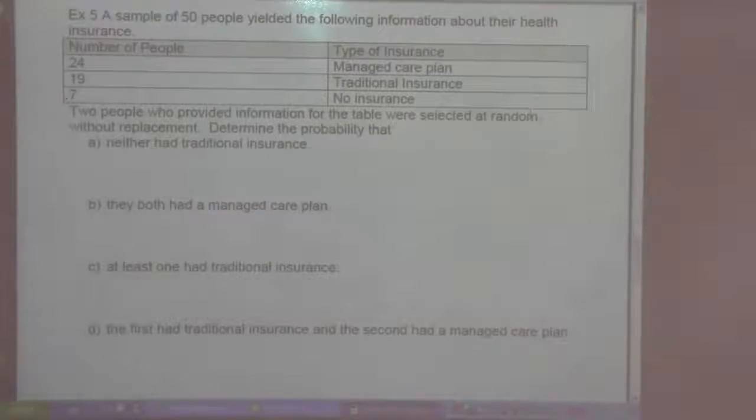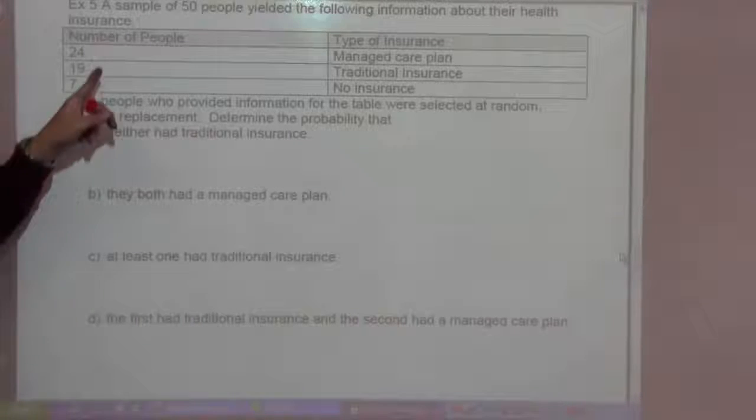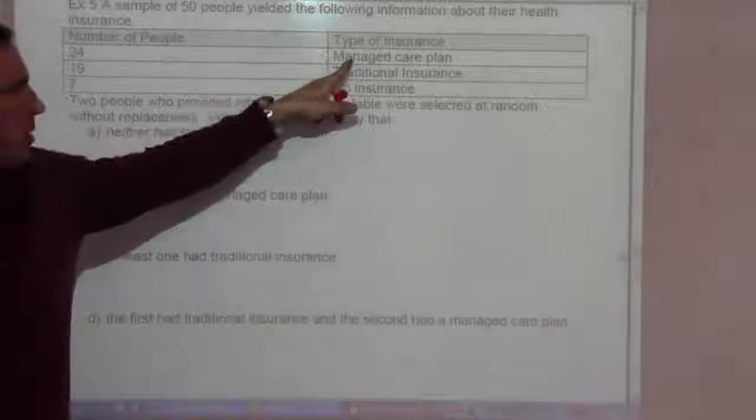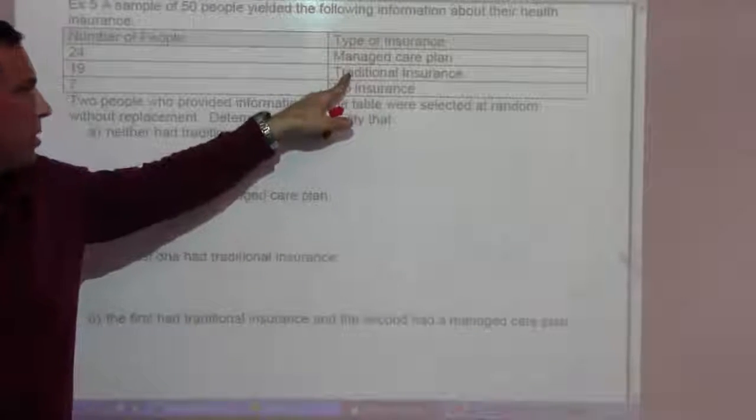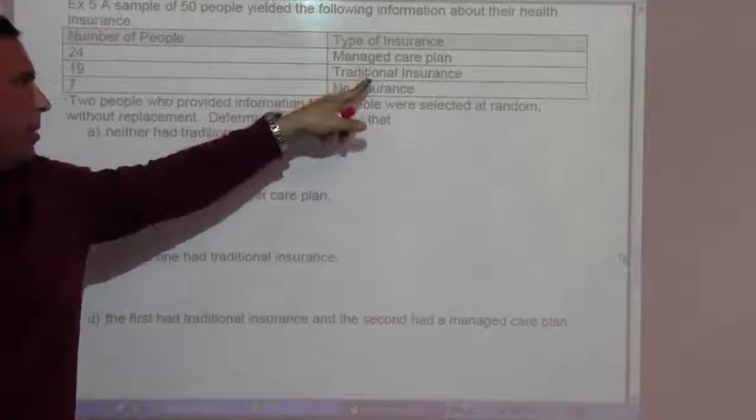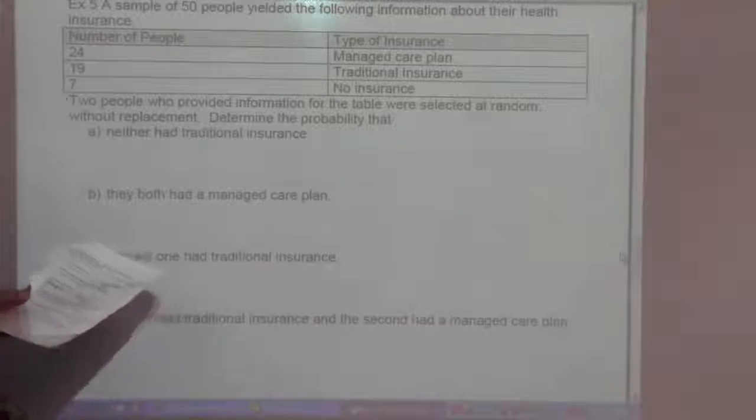A sample of 50 people yielded the following information about their health insurance. Okay, so we have a number of people, type of insurance, managed care like an HMO, traditional insurance like a PPO, and no insurance. So 2 people who provided information for the table were selected at random without replacement to determine the probability that neither had traditional insurance.